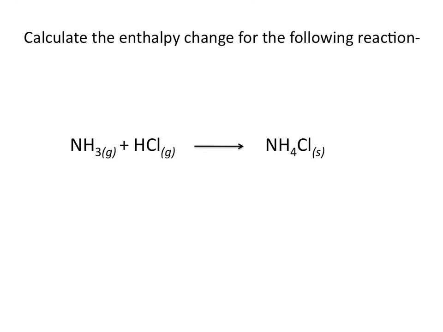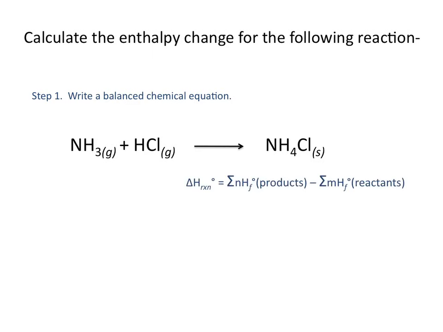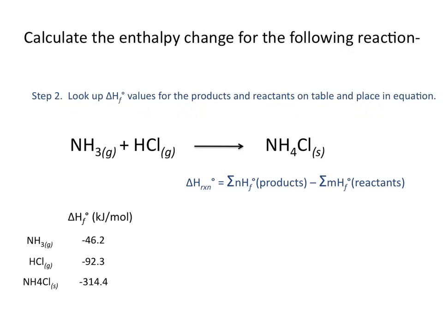Calculate the enthalpy change for the following reaction. Ammonia plus hydrochloric acid goes to ammonium chloride. The first step is to check that you have a balanced chemical equation, and in this case our equation is already balanced. The next step is to plug our enthalpy of formation values into our equation. So we look up the enthalpy of formation values for the products and reactants on the table.